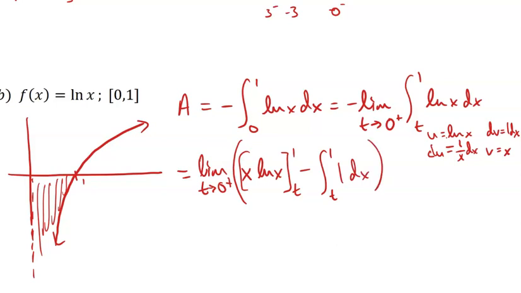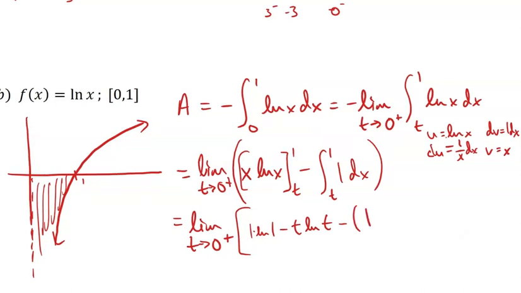Okay, and so that becomes the limit as t approaches 0 from the right of, so plugging in, I've got 1 natural log of 1, which is a 0, so that's going to disappear, minus t natural log t, and then minus, the integral here is an x. I'm going to go ahead and evaluate that at the same time. So I have an x, but I'm plugging in 1 and t, so it's going to be 1 minus t.